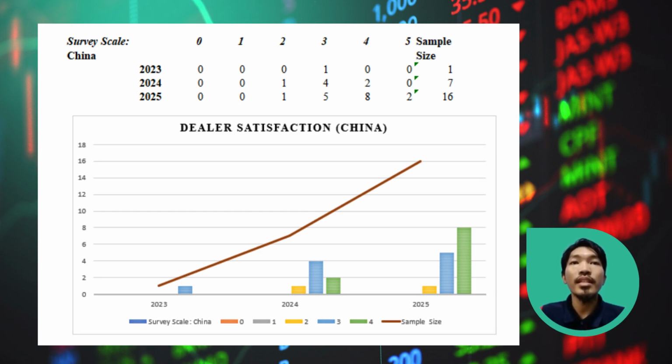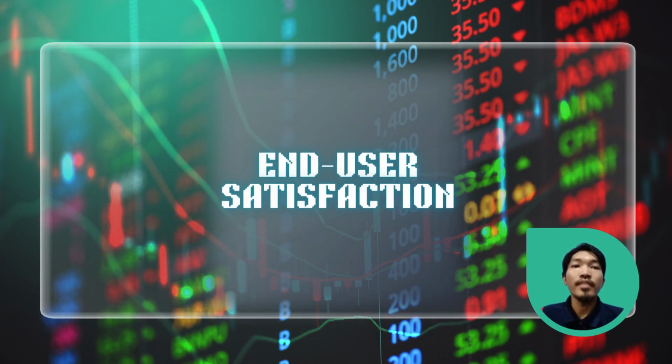Overall, dealer satisfaction improved across most regions, especially in North and South America, suggesting a stronger relationship with dealers over time. End user satisfaction. Next, let's look at end user satisfaction, which measures customer satisfaction with Loan Innovator products.